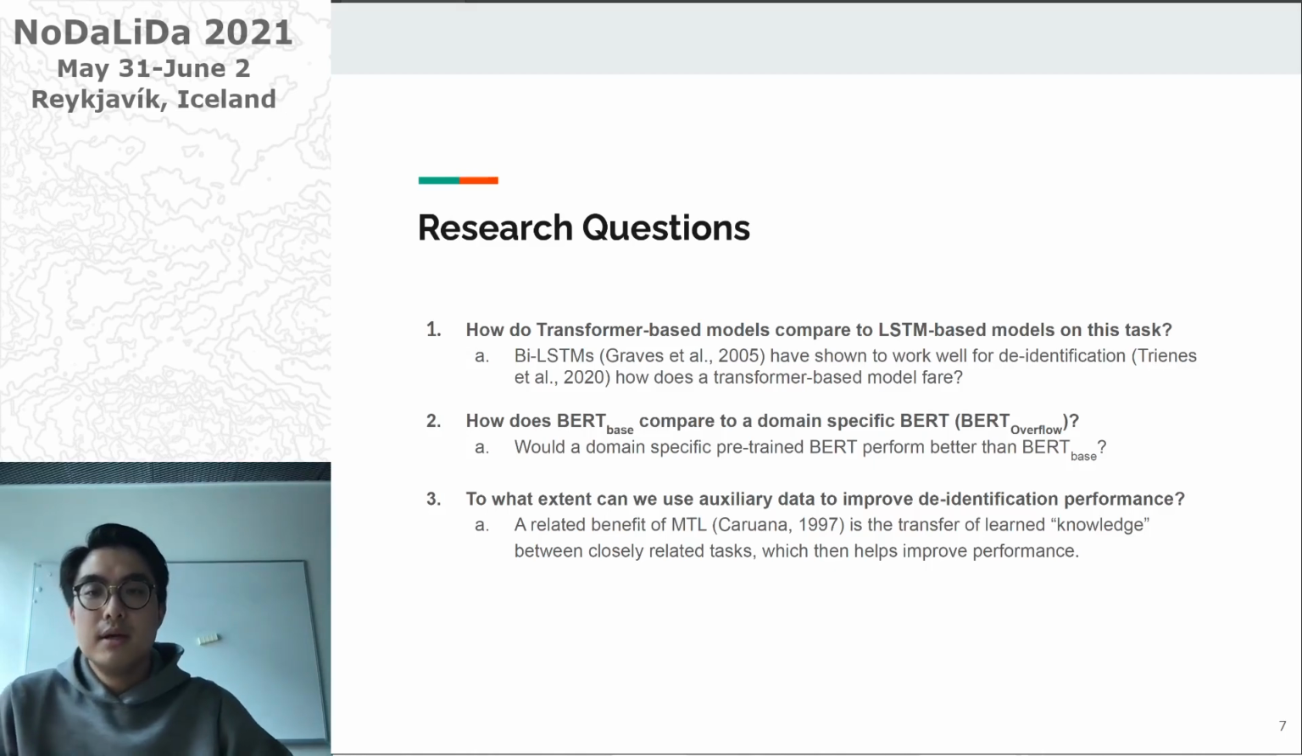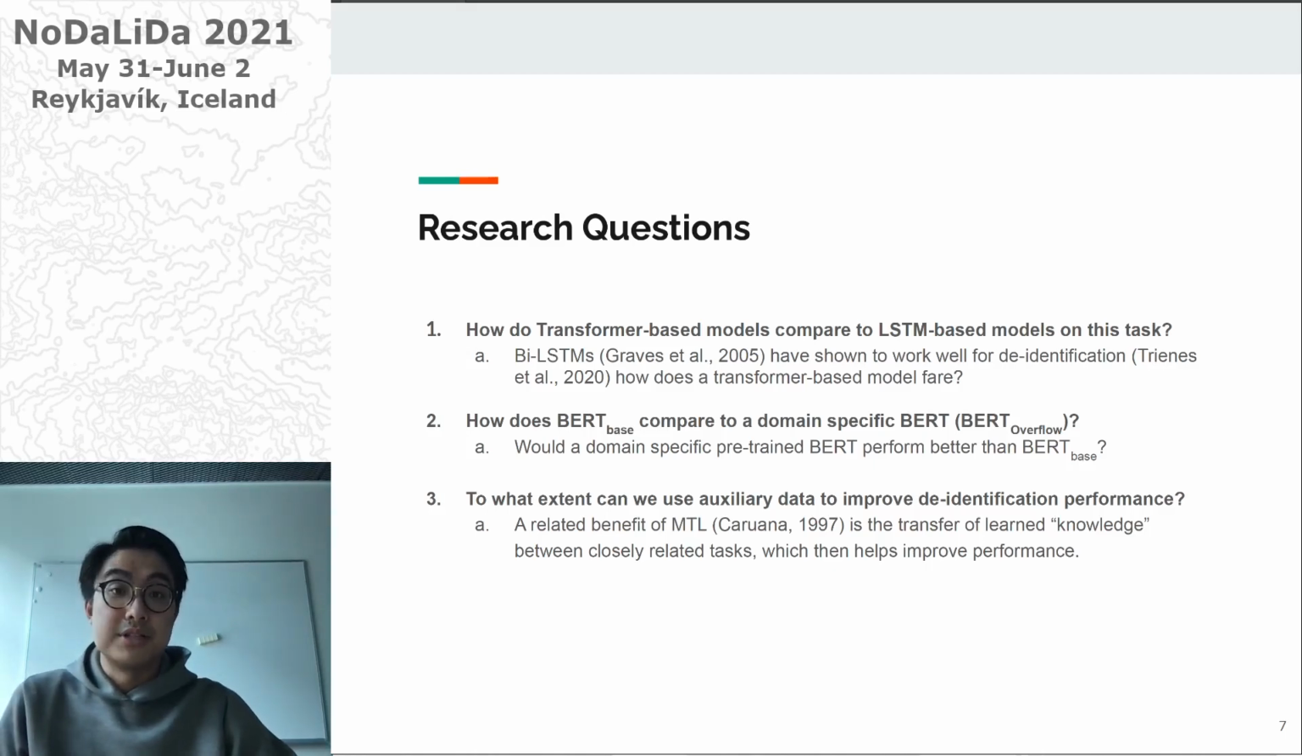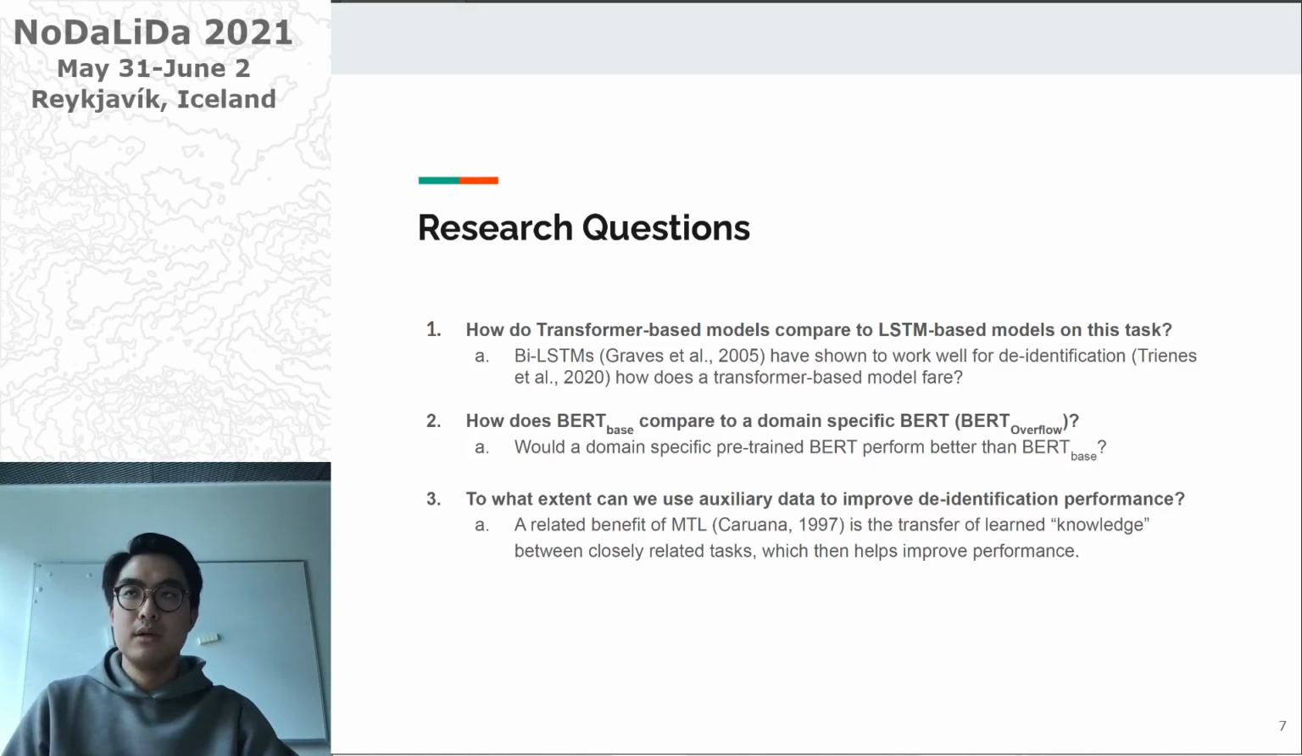Then third, to what extent can we use auxiliary data to improve de-identification performance? It is known that a related benefit of multitask learning could be the transfer of learned knowledge between closely related tasks, which then could improve performance.